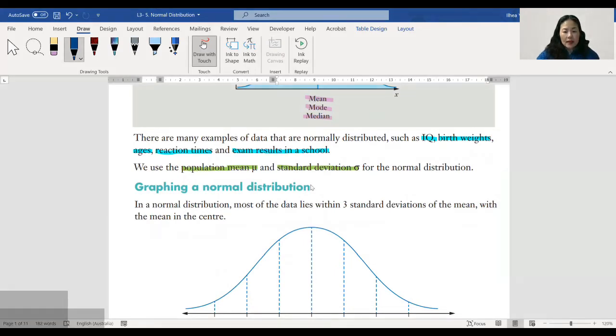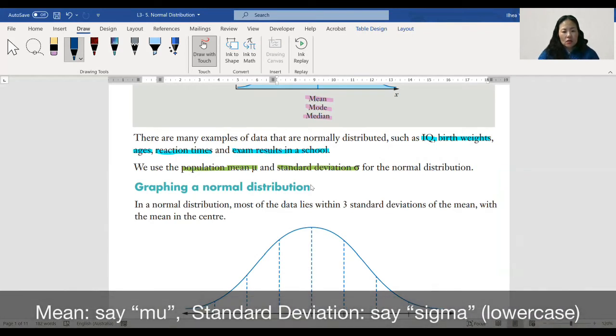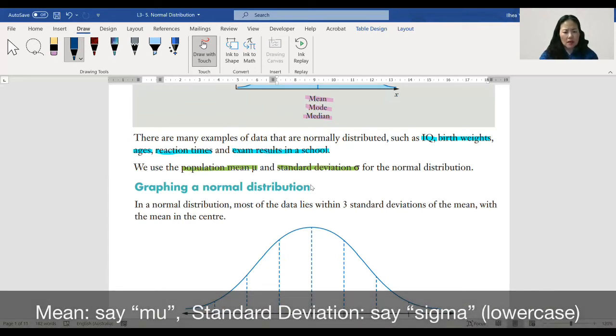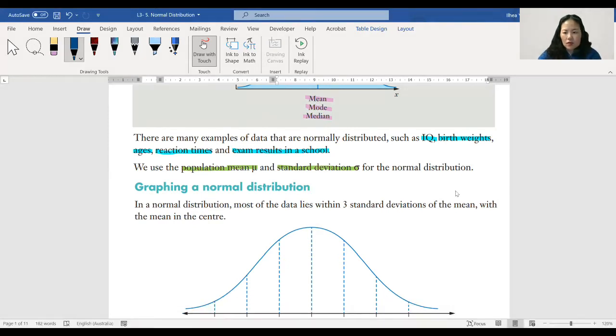Now, we need to use a couple of symbols for this. The population mean is mu, the Greek letter. And the standard deviation is a small sigma, but I'm just going to call it sigma. Okay, so remember that, guys.